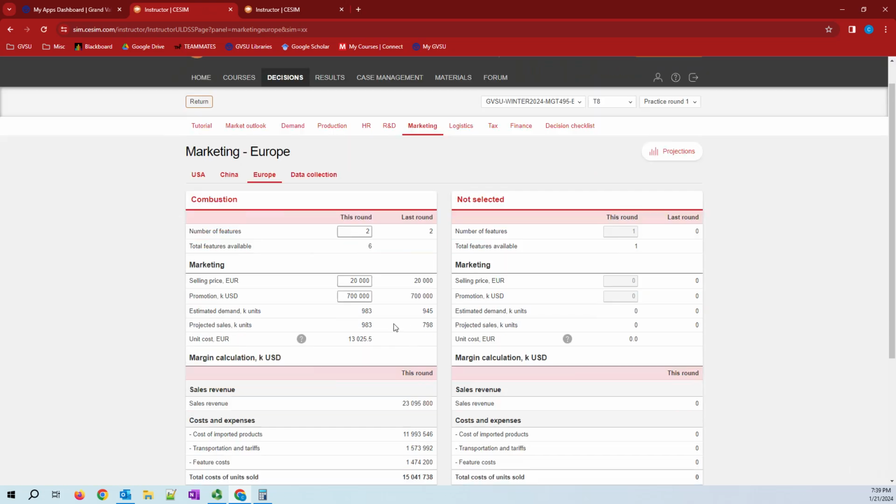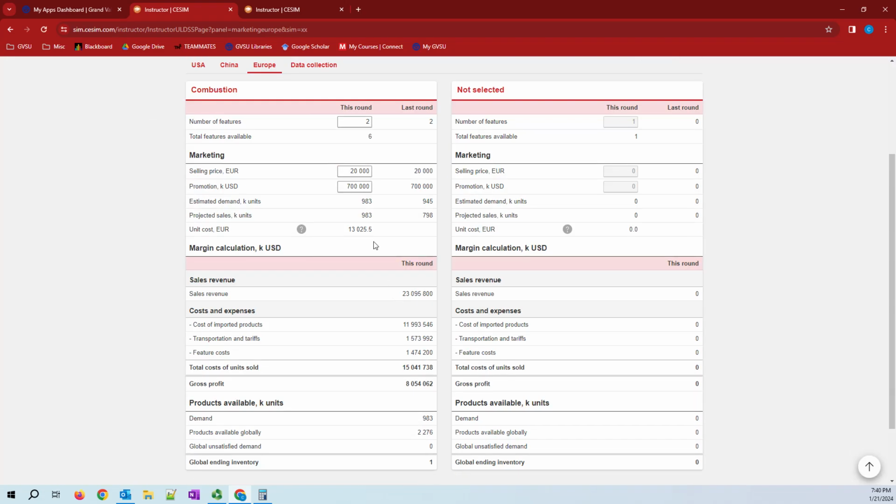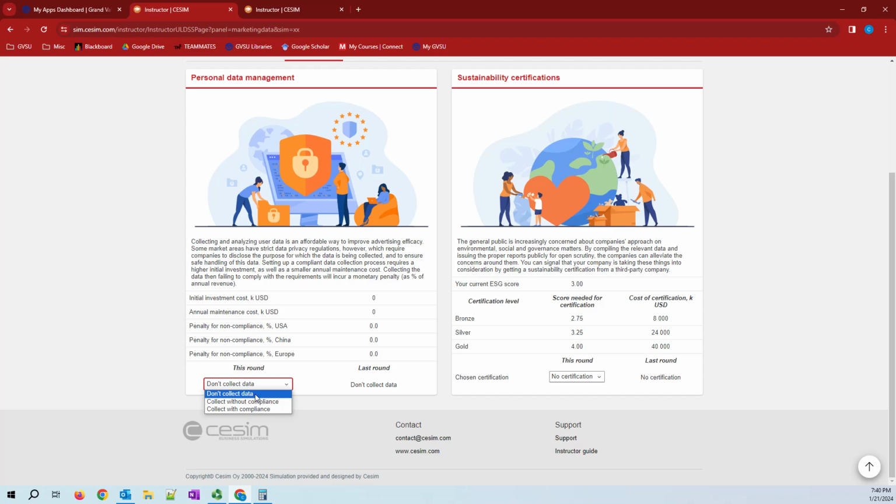Coming to Europe, these folks are not price sensitive at all. They are mostly sustainability sensitive, and I have actually taken some steps to improve my company's sustainability stance. So I made investments on the environmental side. I made investments on the social side in terms of trainings and everything else. And I've also made some investments on the labor policy side. And I'll also ensure that I do data collection with compliance on my customer personal data management. At this point of time, I can only buy a bronze sustainability certificate, so I'll go ahead and buy that as well.